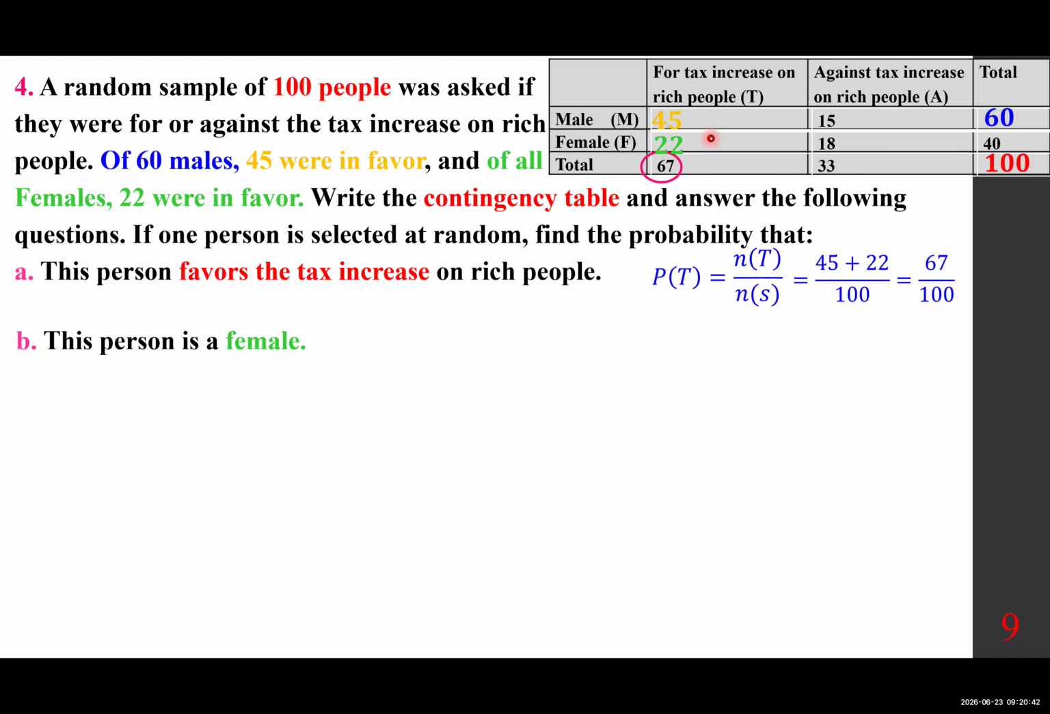This person is a female. Well, N of F over N of S. N of S total is 100. N of F, how many females? 40. And you simplify.